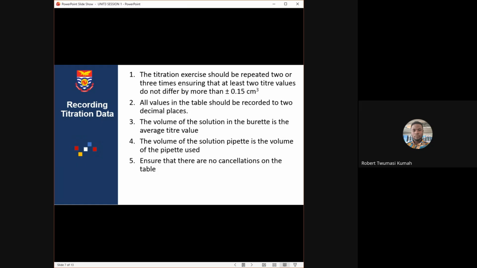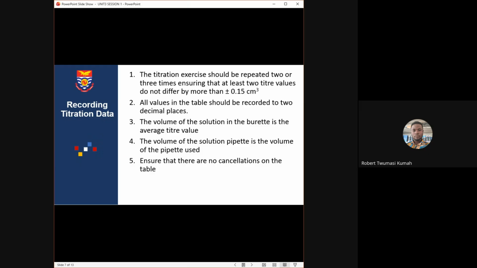All values in the table should be recorded to 2 decimal places. If it is 20, it becomes 20.00. If it is 21.2, it becomes 21.20, 2 decimal places. If you refuse that, minus 2 marks or minus 2 points. The volume of the solution in the burette is the average titer value.